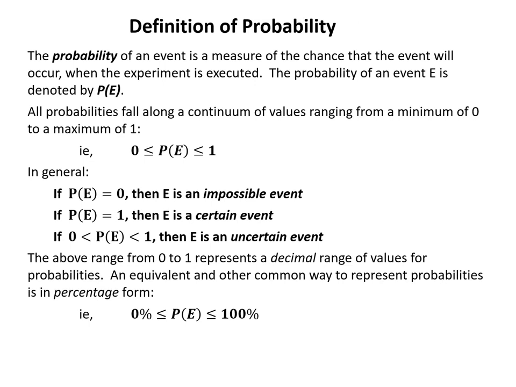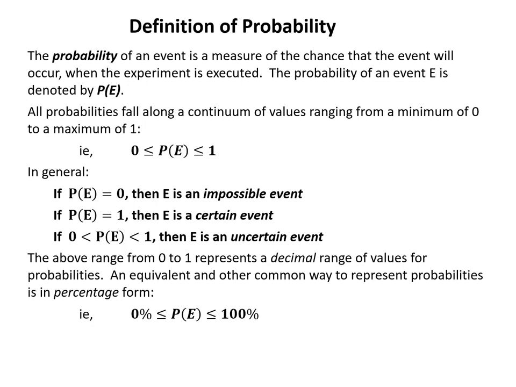The probability of an event is a measure of the chance that the event will occur when the experiment is executed. The probability of an event E is denoted by P(E). All probabilities fall along a continuum of values ranging from a minimum of 0 to a maximum of 1. In other words, for any event E, the probability of E is greater or equal to 0 and less than or equal to 1. So in general, if the probability of an event E equals 0, then we can say that E is an impossible event.